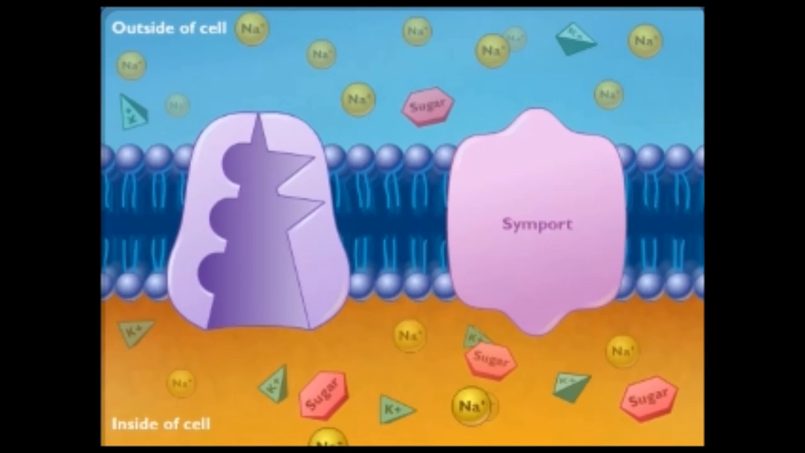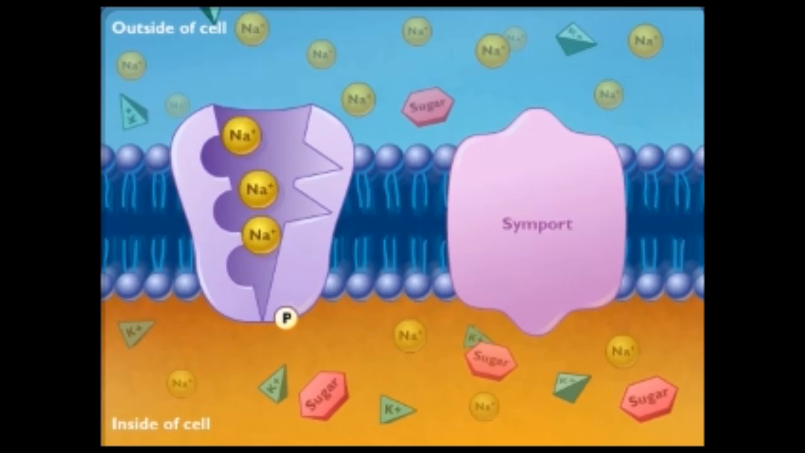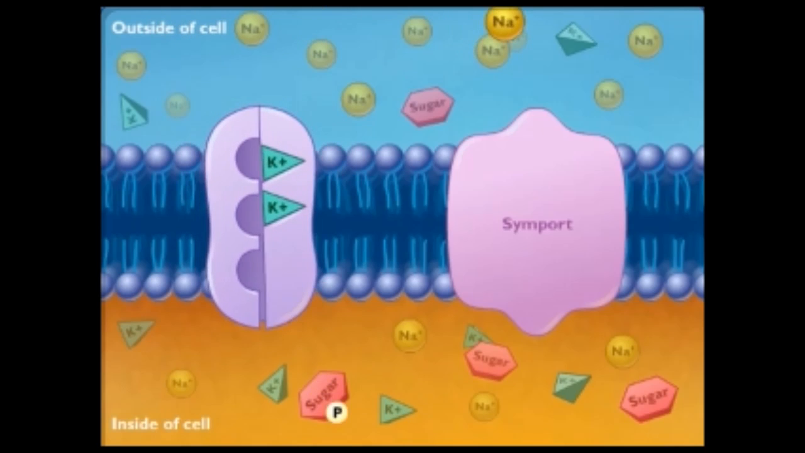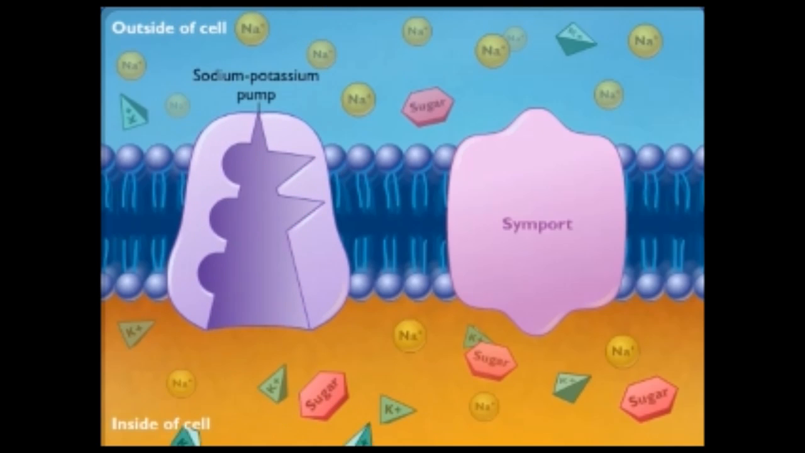When the counterion is sodium, the low concentration of sodium on the inside of the cell required to transport the sugar is maintained by the sodium-potassium pump, which is powered by ATP.